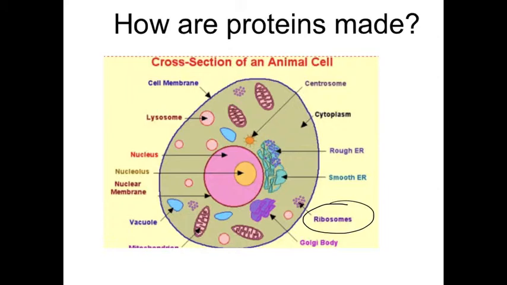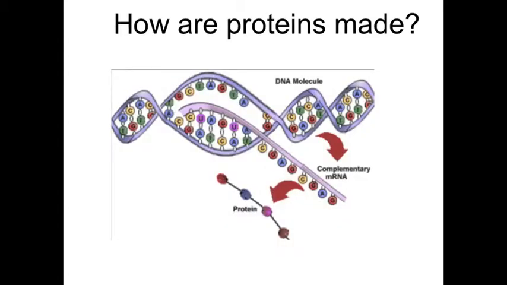DNA is stored in the nucleus of the cell. So to get those instructions from the nucleus of the cell to the ribosomes, living things use something called messenger RNA. So let's take a look at how that messenger RNA gets the information from the DNA to the ribosome where it's used to put those amino acids together.